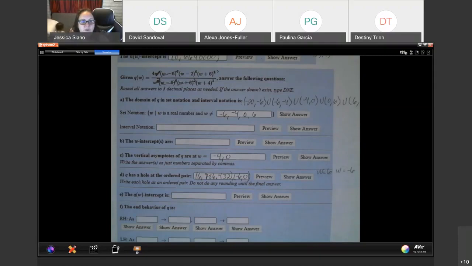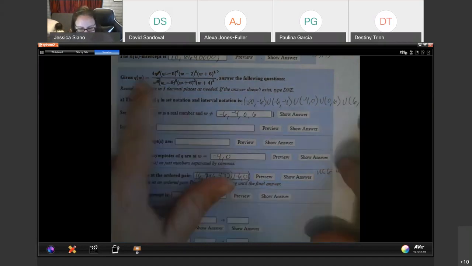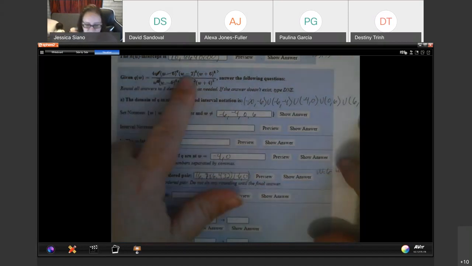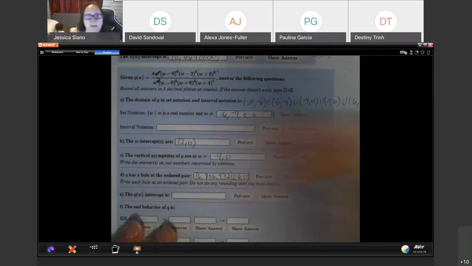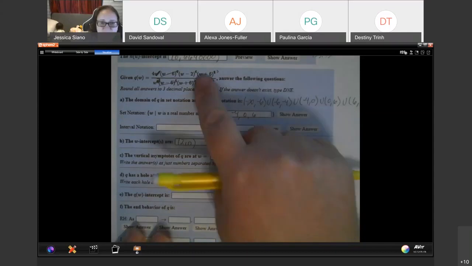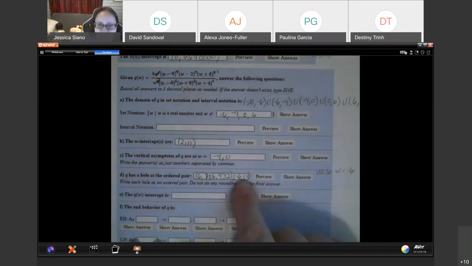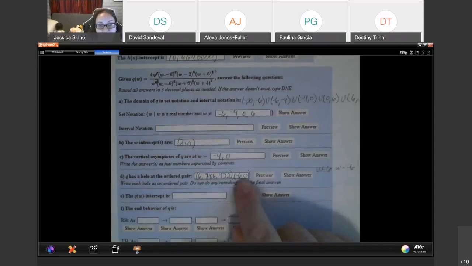Now your w-intercepts are going to be the places where it crosses the x-axis. That is based on your numerator. So this right here would give me an intercept at 2, 0. And then you want to say -6, 0, but -6, 0 we just said was a hole. And it can't be both a hole and an intercept.